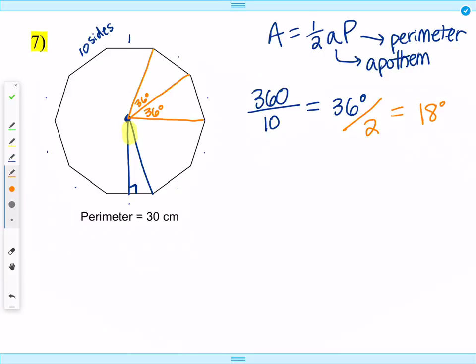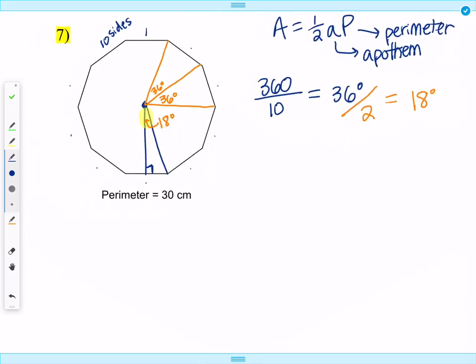Okay, so I'm just going to draw my little arrow to show that it goes inside the triangle right there, 18 degrees. Okay, from here, I like to redraw the triangle so that I have some more space to be able to label it. So here's my 18 degrees. And I definitely don't know the apothem. I'm going to need to find that. So let me label my A over here on that vertical side.